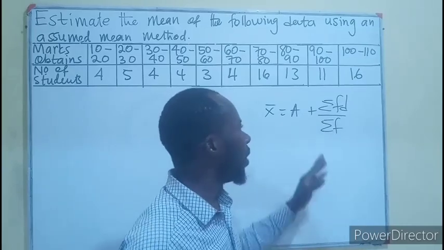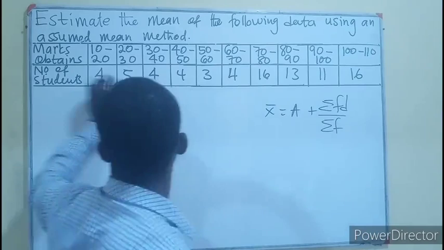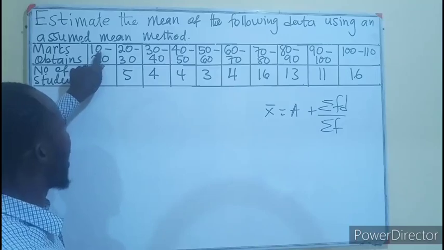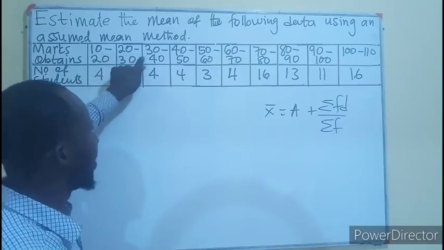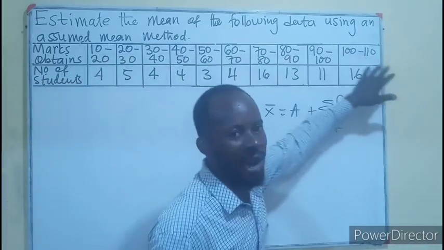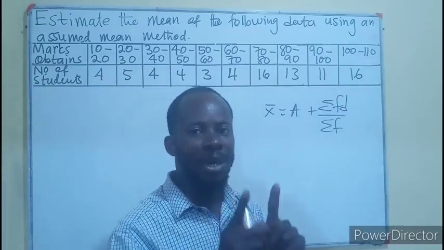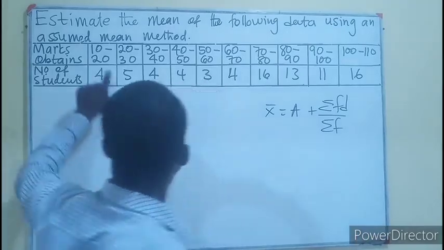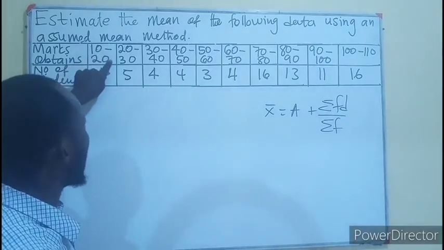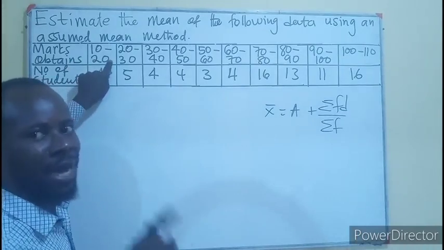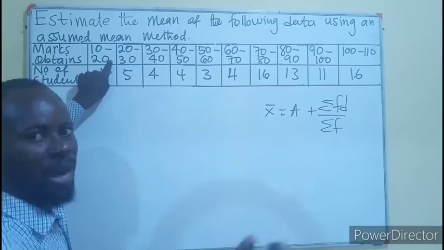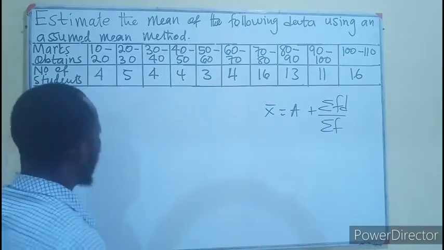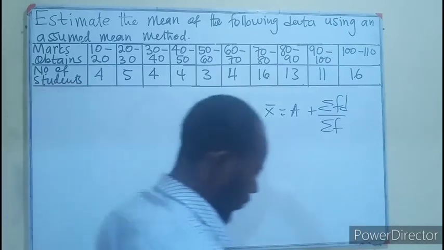So it means we need a column for the marks obtained. Then since the marks is from 10 to 20, 20 to 30, 30 to 40, in that order, we need to find the middle point, that is the midpoint of the data. So you add the upper limit plus the lower limit divided by 2. That will give you the midpoint of the data. That will represent the x. Okay, so let's put that down.